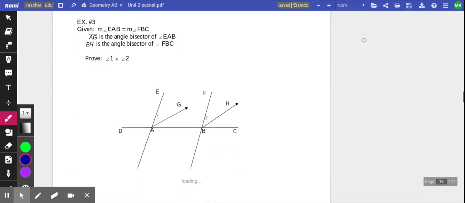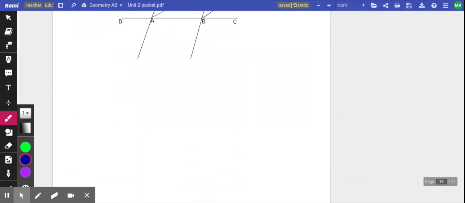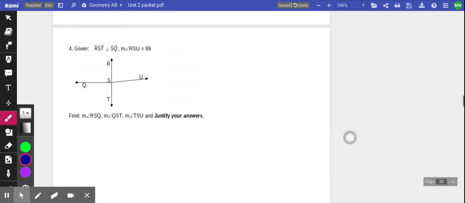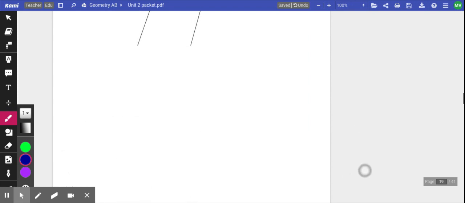So here's another example that I want you to try, number 3, and go ahead and try number 4. Actually, just do number 3 and then come back.